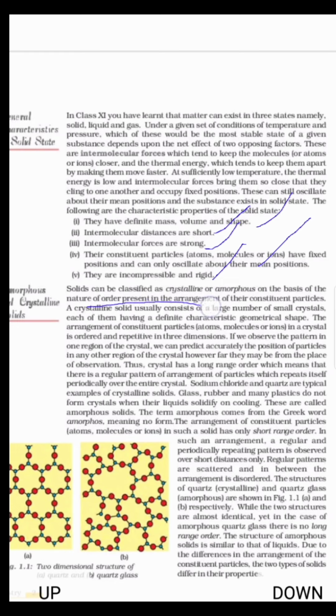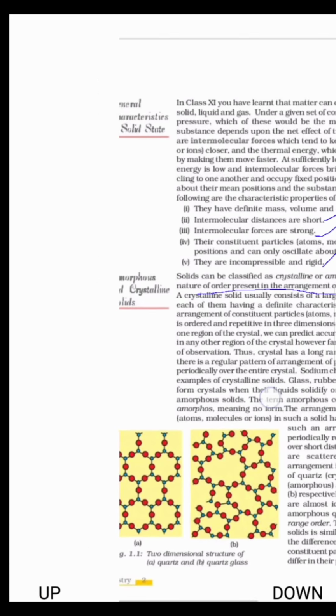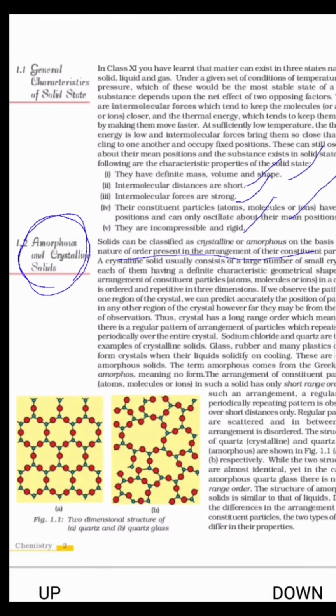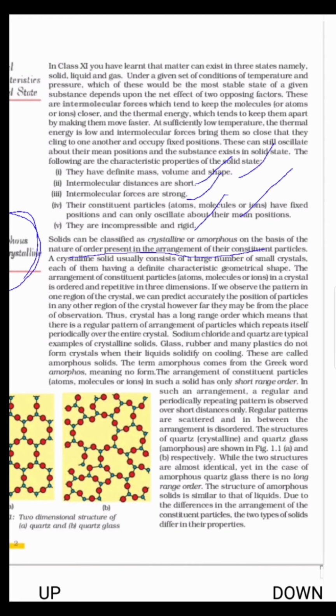So here they are classified based on the arrangement of constituent particles. How are they classified? Here it is given, they are classified as amorphous and crystalline. So now we have to discuss what is amorphous and what is crystalline. First of all we are discussing crystalline solids.